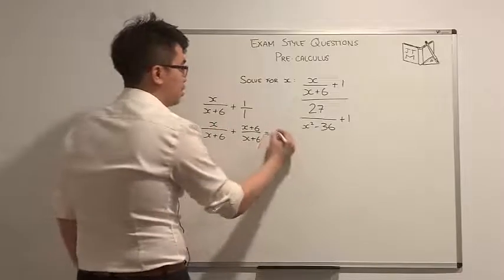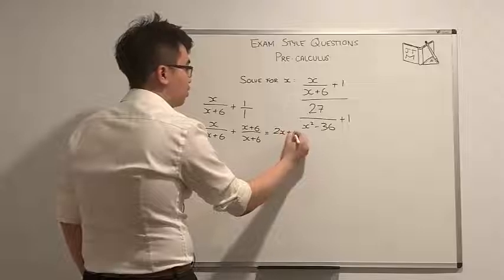X plus x is 2x. And the plus 6 remains where it is.